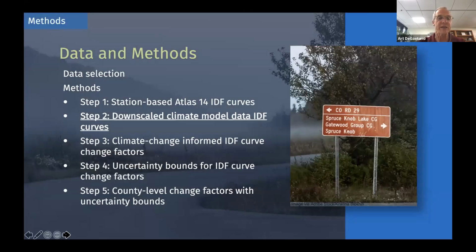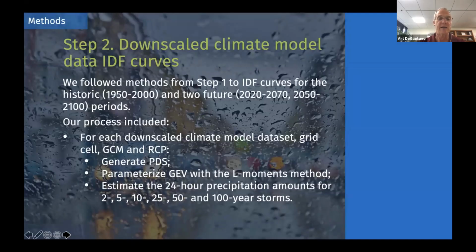And then, essentially, we did the same thing with the downscaled climate model data. In the next slide, we'll build on that a little bit. Again, like I said earlier, we followed the same steps for producing these IDF curves. We looked at three 70-year periods: the historical period from 1950 to 2000, for which there are model simulations, and then two future periods, a mid-century period from 2020, like now, to 2070, and then a later period from 2050 to 2100.